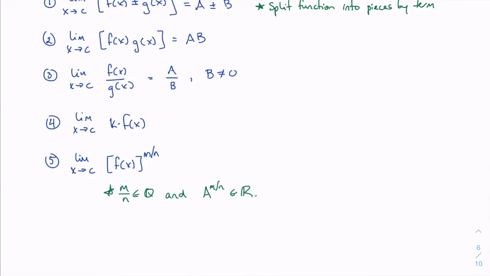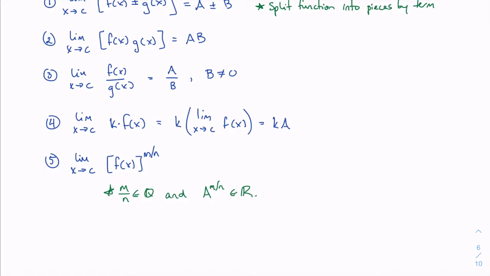Here, number 4, if I have a constant times a function, I can actually ignore the constant for the time being and consider just the limit of the function. I can kind of pull that constant out front. So this would be like saying k times a.